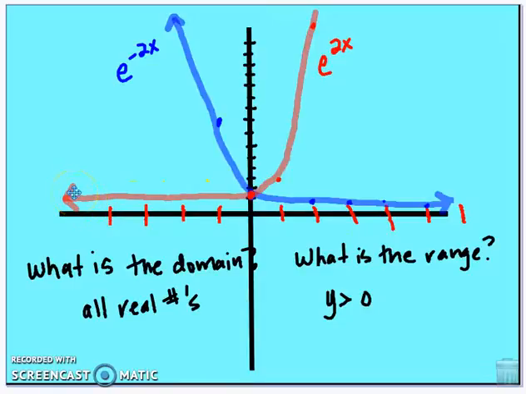And similarly here, for the exponential growth function y equals e to the 2x, as x gets closer and closer to negative infinity, y gets closer and closer to 0. And as x goes to positive infinity, then y goes to positive infinity.